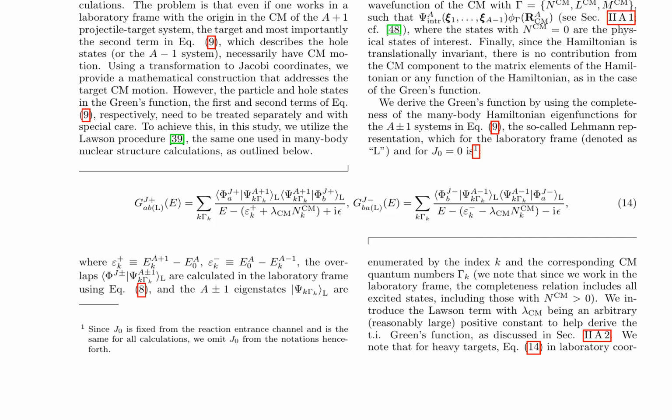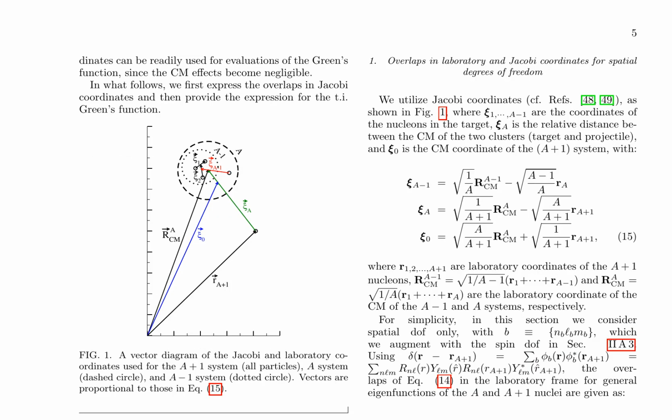spurious effects. The authors utilize Jacobi coordinates to express overlaps in both laboratory and Jacobi coordinates for spatial degrees of freedom. They define the Jacobi coordinates, xi_A and xi, which describe the relative distances between the center of mass, CM, of the target and projectile, and the CM of the A+1 system. The laboratory coordinates, r_A+1, are related to the Jacobi coordinates through equation 15.